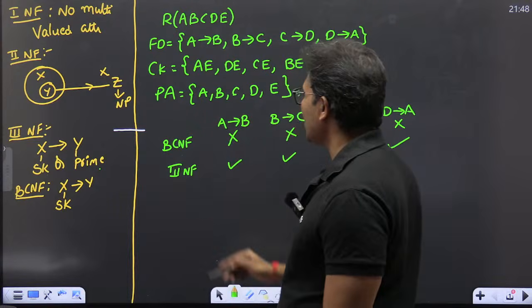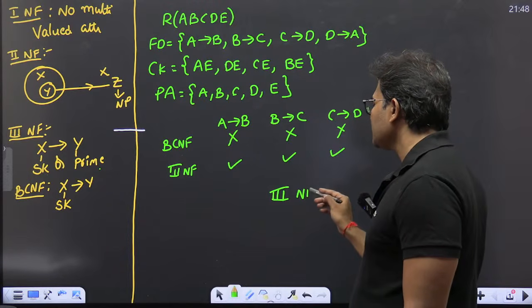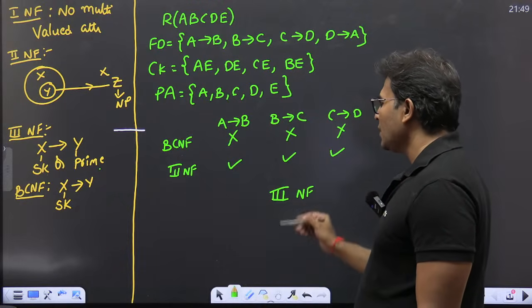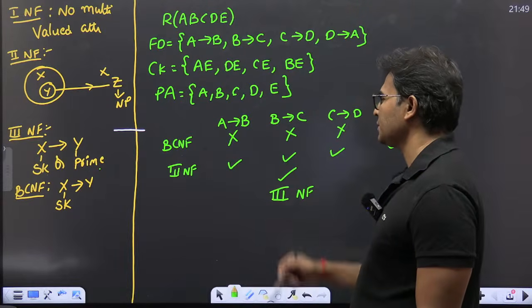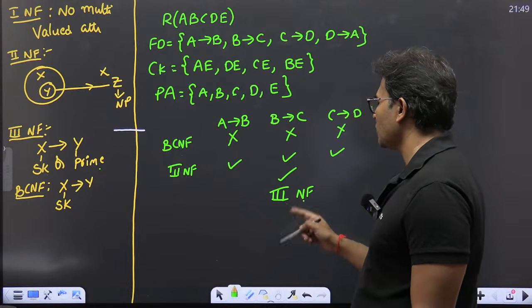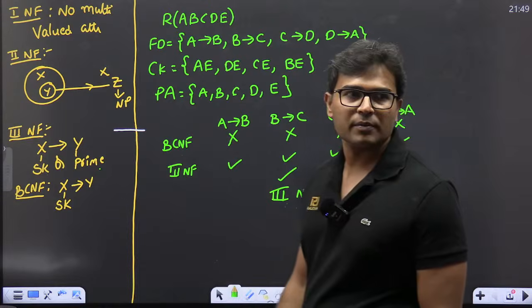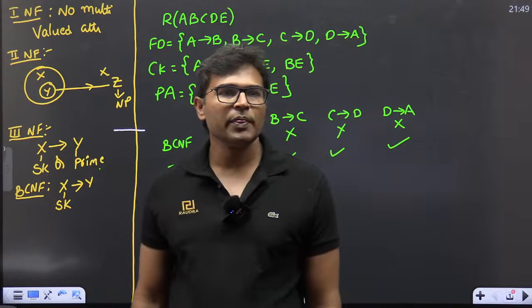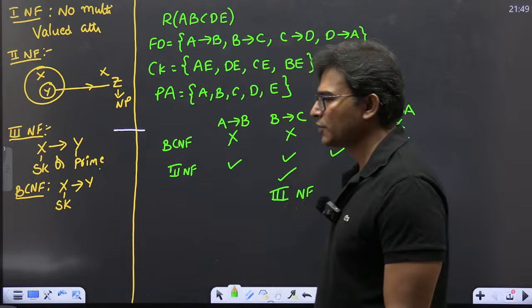Now the highest normal form that the table is in is third normal form. You don't have to check for second normal form. Why? If it is in third normal form, it is already in second normal form also. Okay, highest normal form is third normal form. Now answer the next question.